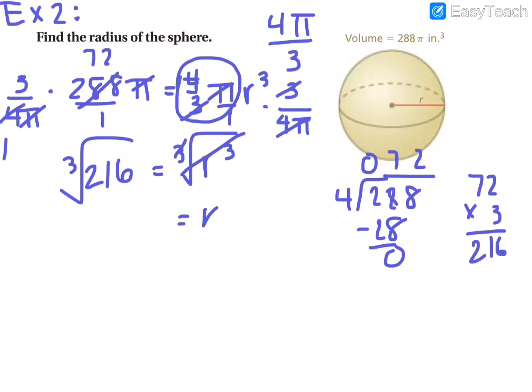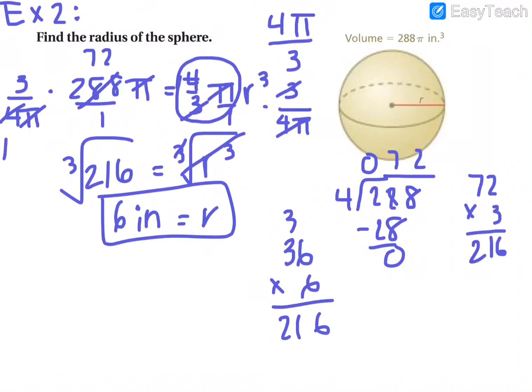So we're thinking what times itself times itself. So 4 times 4 times 4, we know it's 64. It's not going to be 5, but maybe we try 6. 36 times 6. And there it is. 6 inches would be our radius.